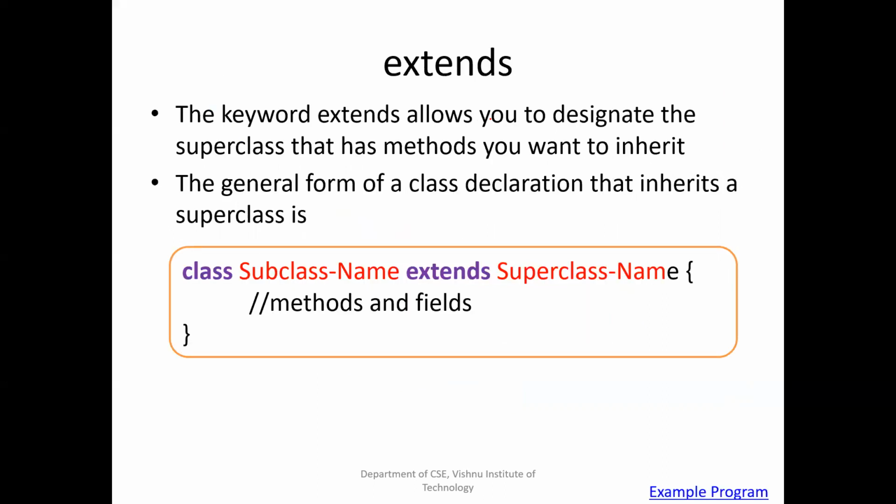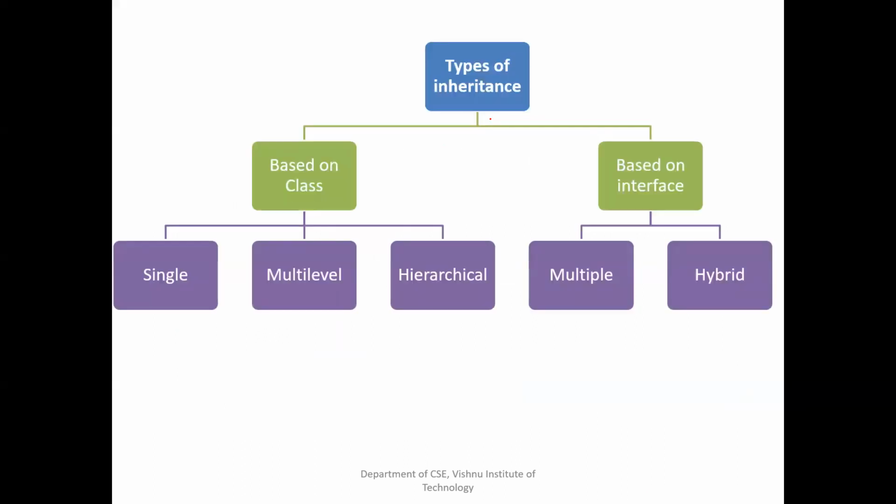So to create a subclass, we use the keyword extends, and you have different types of inheritance. Based on classes, we can achieve single, multi-level, hierarchical, sometimes hybrid also we can achieve. Okay, and based on interfaces, you can achieve multiple inheritance and hybrid inheritance. This can be achieved with the help of classes also sometimes.